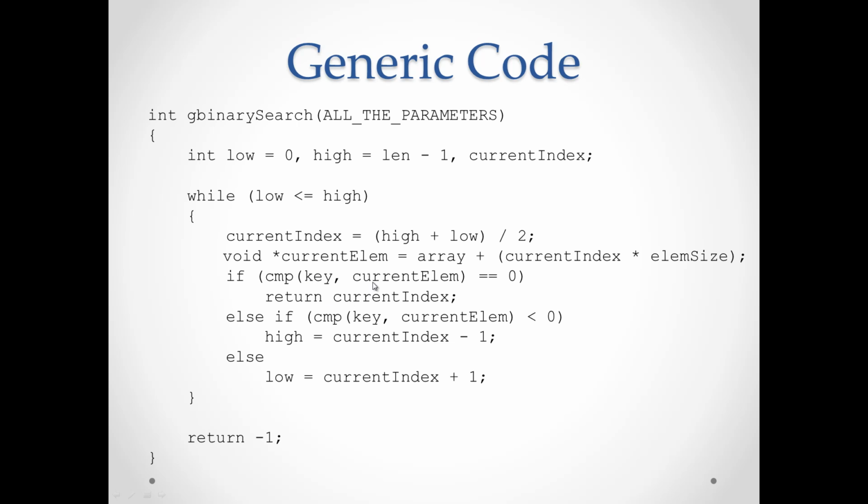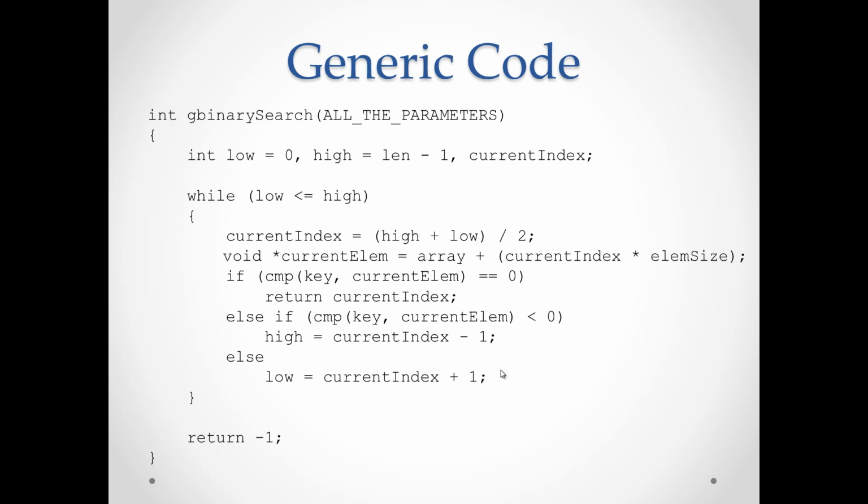We compare the key and the element at the current index. And then if the key and the current element are equal, then the compare function will return 0. So if both the key and the current element are equal, then we found the key, so we have to return the current index. Otherwise, if they're not equal, then we need to see which one is bigger so that we know which side of the current element to look. So if the key is less than the element at the current index, the compare function will return a negative value, so it'd be less than 0.